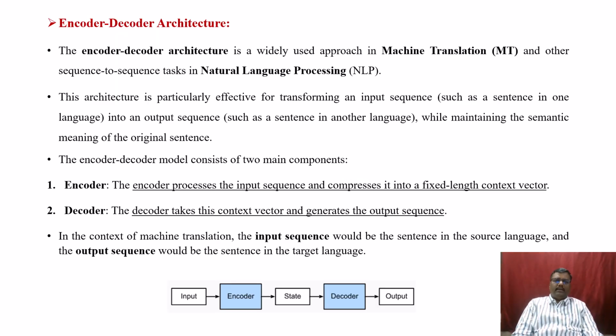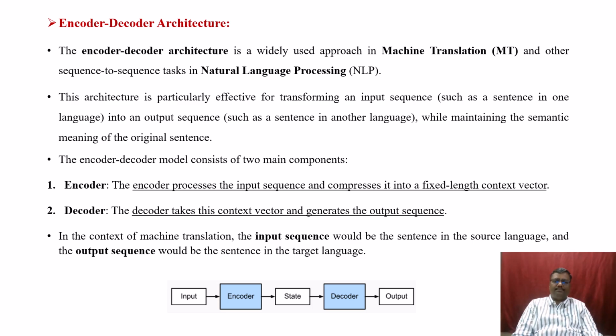Now we are moving on to the next topic, that is encoder-decoder architecture. It is a widely used approach in machine translation and other sequence tasks in natural language processing. This architecture is particularly effective for transforming an input into an output sequence while maintaining the semantic meaning of the original sentence. The encoder-decoder model consists of two main components.